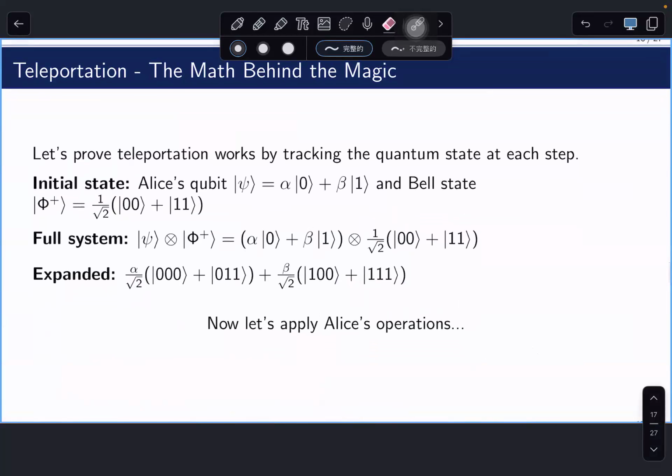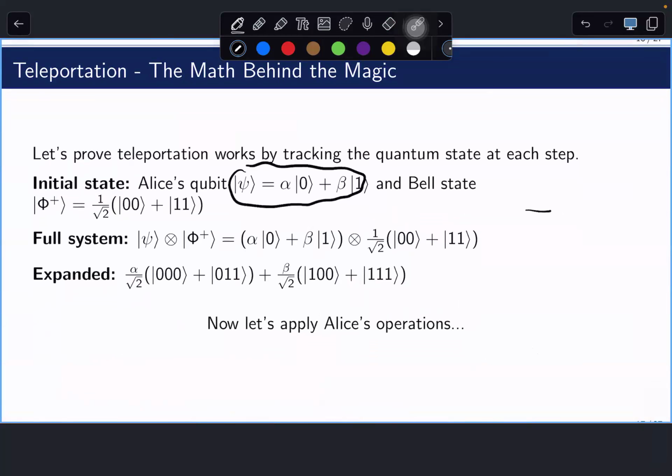So remember that we have this general state here, and we want to transport this state completely to Bob's qubit. And remember we have three qubits in total. So this first qubit state is shown here, and the second two are the Bell state.